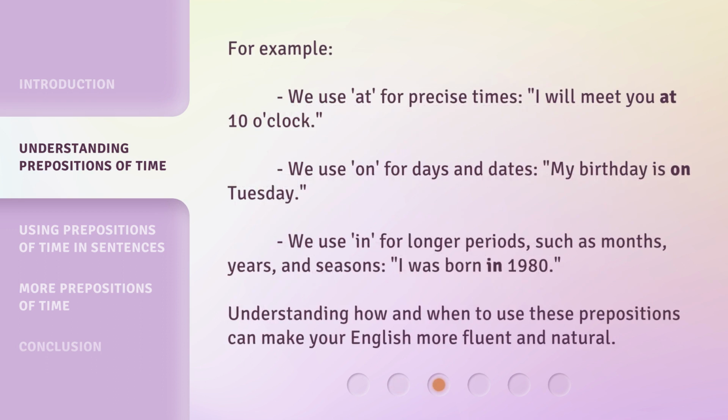For example, we use at for precise times. I will meet you at 10 o'clock. We use on for days and dates. My birthday is on Tuesday. We use in for longer periods, such as months, years, and seasons. I was born in 1980. Understanding how and when to use these prepositions can make your English more fluent and natural.